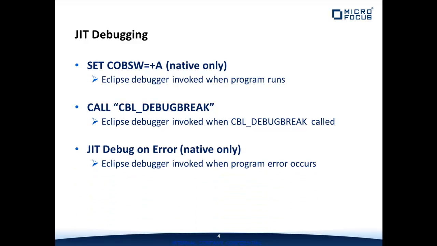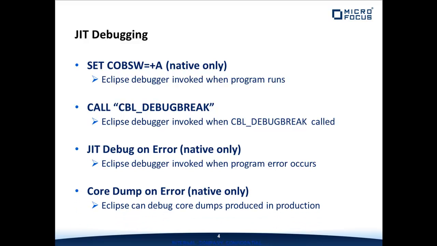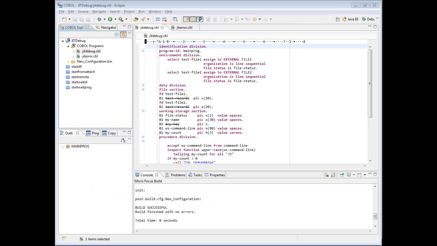With JIT debug on error for native code only, when an error occurs in your program, the Eclipse debugger will automatically be invoked. And you can create a core dump in production that can then be debugged on your development machine using Eclipse. Let's take a look at some of these JIT debugging options.